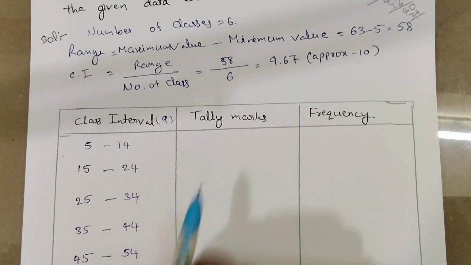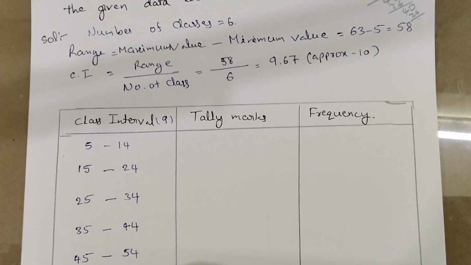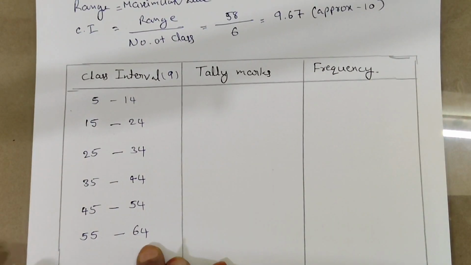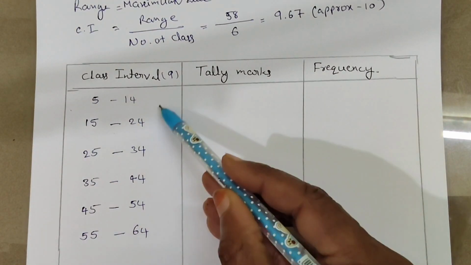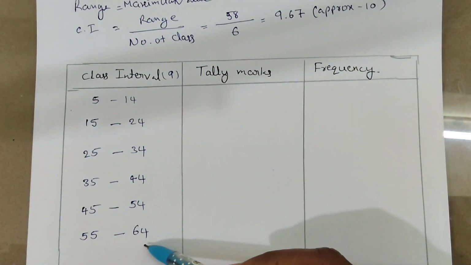Next, we need a total of 6 classes. So we write the 6 classes. The next number after 54 is 55, and 55 plus 9 is 64. So 55 to 64 is this class interval. Now we have divided into 6 classes, since the number of classes equals 6.